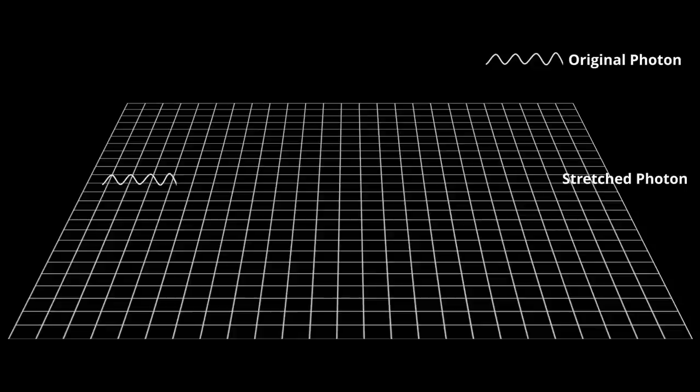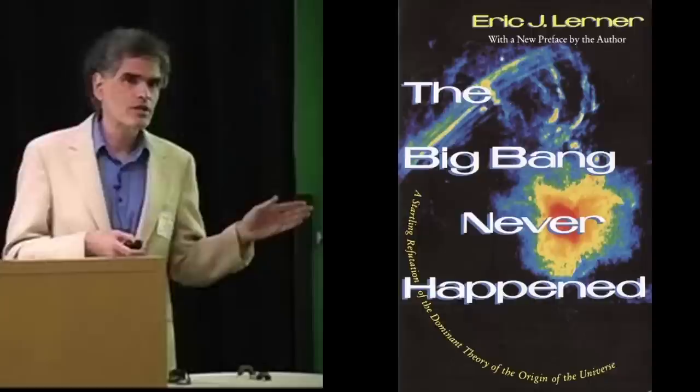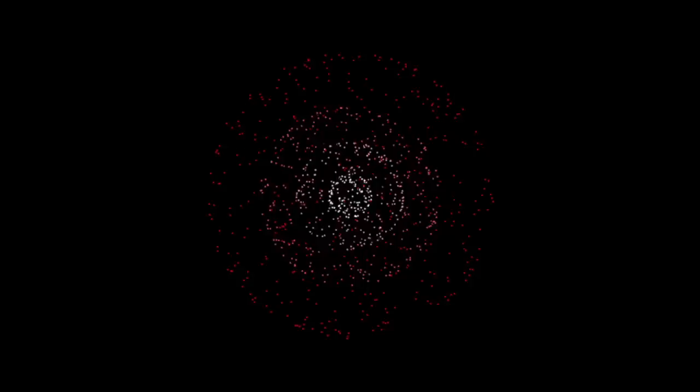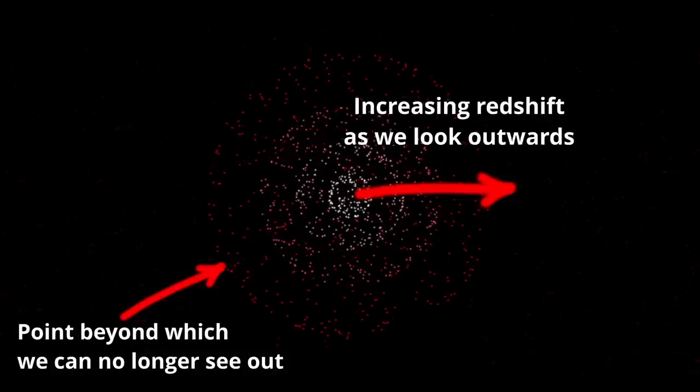Now, in the Big Bang model, this is assumed to be caused by the expansion of space, but there are several alternative concepts that assume that the photon somehow loses energy as it travels through space, causing it to become more redshifted. Eric Lerner is a proponent of the tired light model, meaning that what we are seeing in the James Webb Telescope image is an infinite universe with galaxies extending out forever. As the light from more distant galaxies has more space to travel through, it becomes more redshifted. This means that there is a limit beyond which we can no longer observe the distant galaxies.